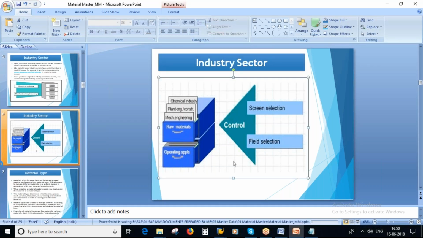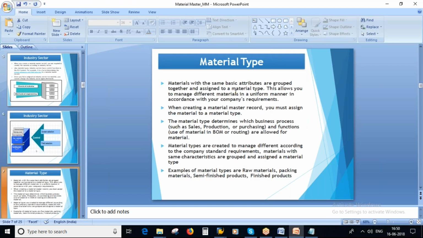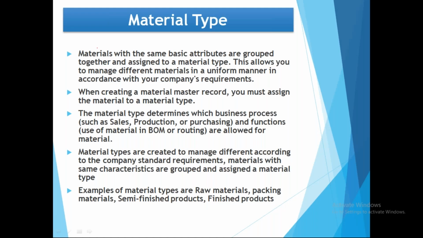So now after the industry sector we will understand material type. So what is material type? Materials with the same basic attributes are grouped together and assigned to a material type. In the industry there will be some common material types. There are some materials which are common in nature. Those materials are grouped together and assigned a material type.